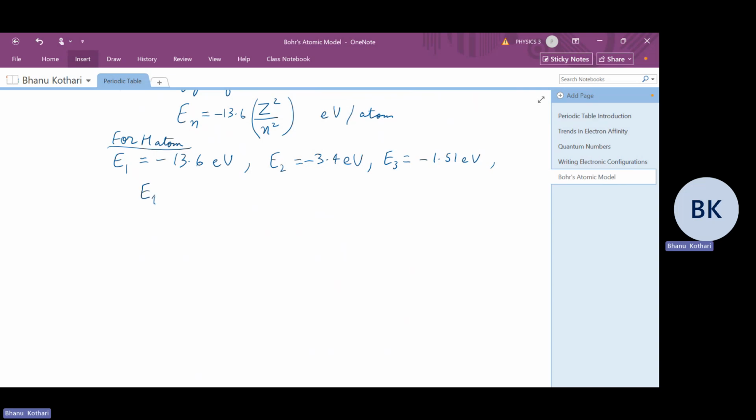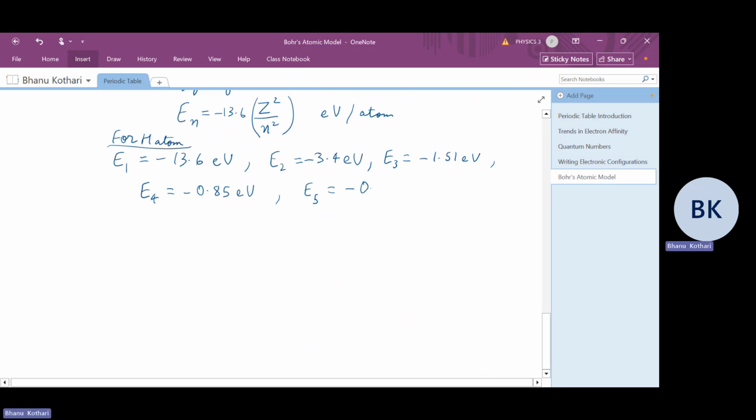The energy of the fourth orbit will be how much? It will be minus 13.6 divided by 4 square, minus 0.85 electron volts. And lastly, the energy of the fifth orbit will be minus 13.6 divided by 5 square. Okay, it will be minus 0.54 electron volts. So you have to remember these values. Okay, sometimes it may be useful. Now, if I ask you how much energy will be required for the electron to move from the second orbit to the fifth orbit, can you calculate that?